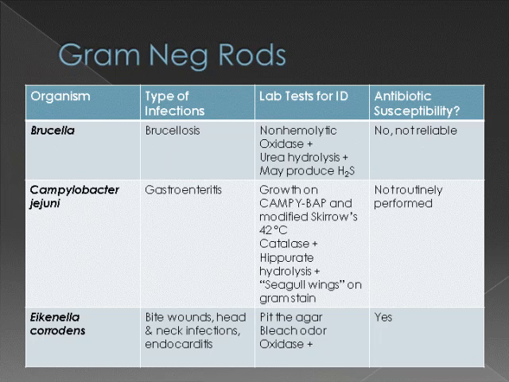Now we have Eikenella corrodens. This one is commonly a cause of infections in bite wounds, neck infections, and can cause endocarditis. It is a member of the HACEK group. It's the E in the HACEK group. It does pit the agar, has a very characteristic bleach odor, and is oxidase positive. And you would want to do susceptibility on this organism.